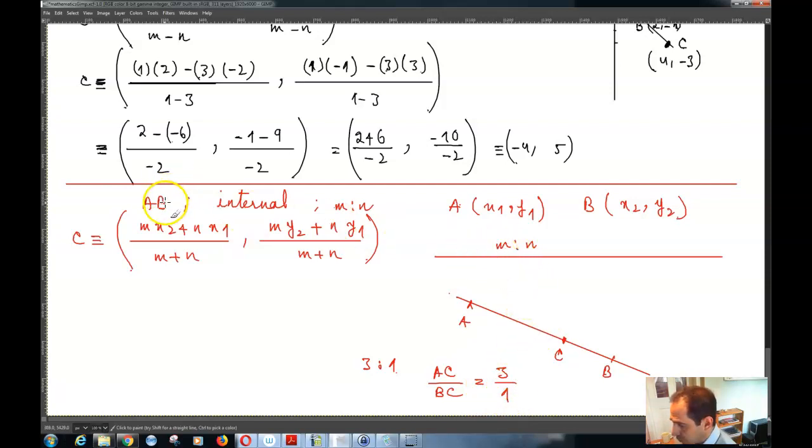And of course, if you want to have the coordinates of a point somewhere over here, call it D, and you want the ratio of BD to AD to be, for example, 3 to 1, then of course you do the exact same thing, the exact same formula, but this time you have to take B as x1 y1 and you take A as x2 y2. Okay, so that's how it works, really.